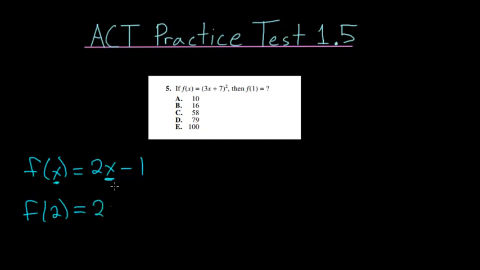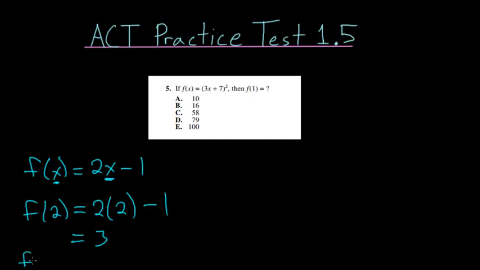So I have 2 times x, but x is now 2, so I'll put that 2 in parentheses. So we have 2 times 2 here, and then minus 1. And if I evaluate this, 2 times 2 is 4, minus 1 would give us 3. So with this function, f of 2 is equal to 3.